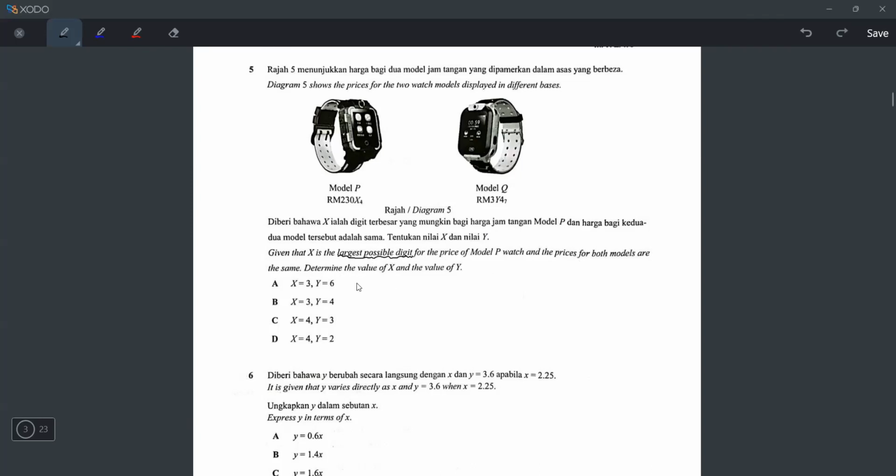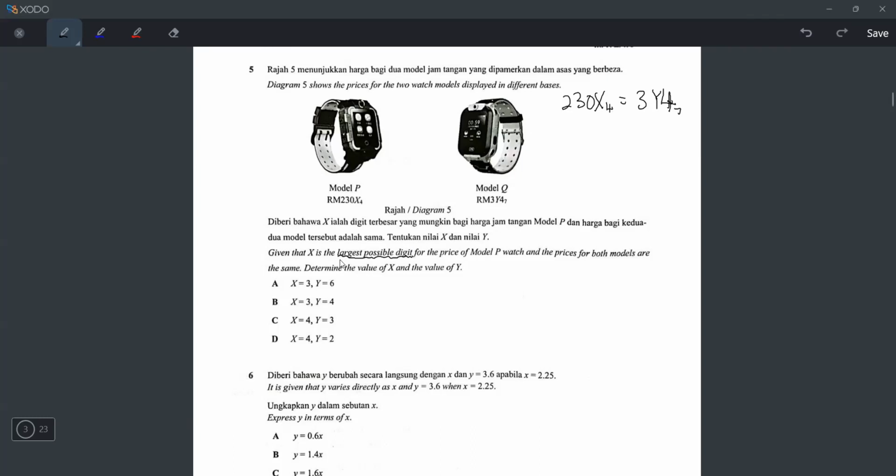Okay, both model prices are the same. So we can say that 230X base 4 is equal to 3Y4 base 7. So even though they don't look the same now, they are the same price. It's just that it looks different now because the base is different. So if you can somehow make them the same base, they should be the same value. That's what the question is saying.